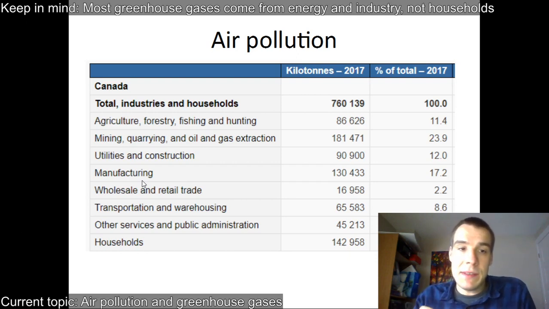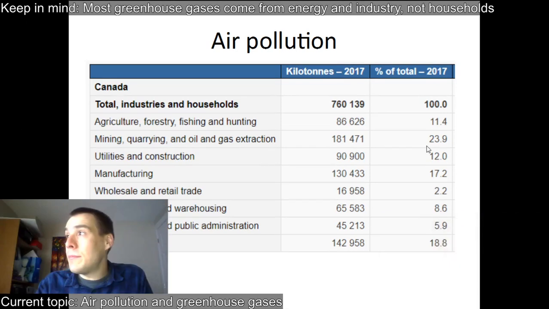This is from 2017, and you can see the different sources of greenhouse gases. Our total kilotons of CO2 emitted is 760,000 kilotons. So that's a lot of CO2. We're one of the highest per capita, mostly because of heating in the winter. We have a lot of greenhouse gas emissions from heating. And this is tracking the percentages of the total.